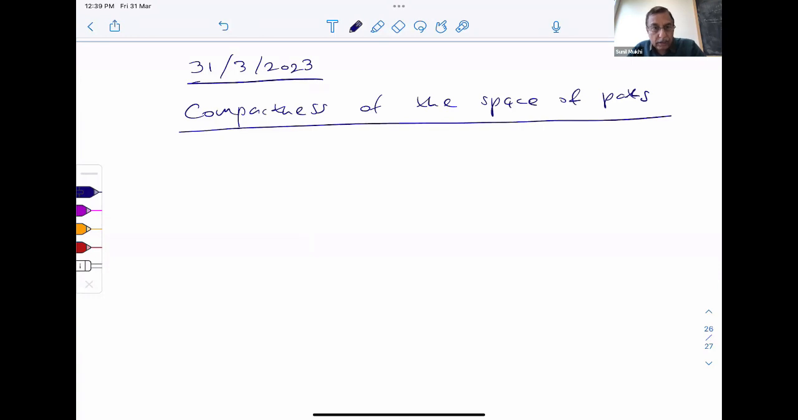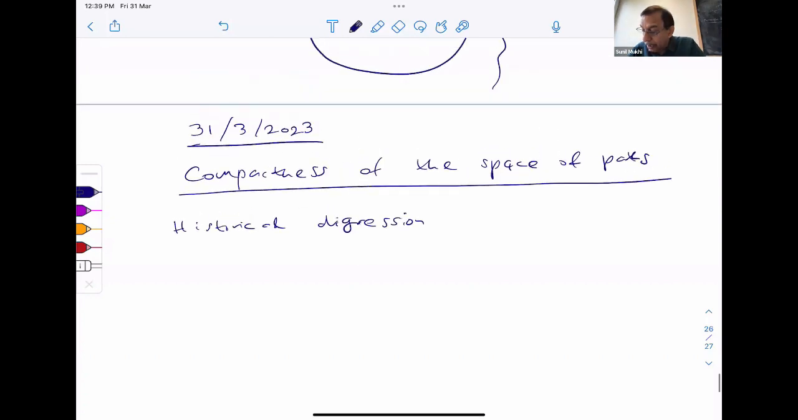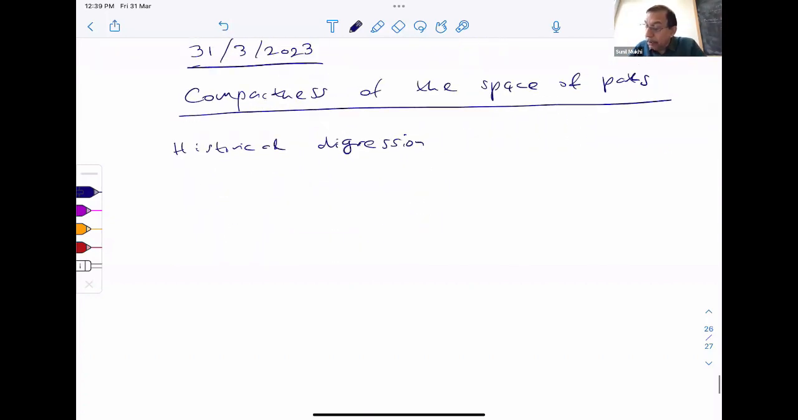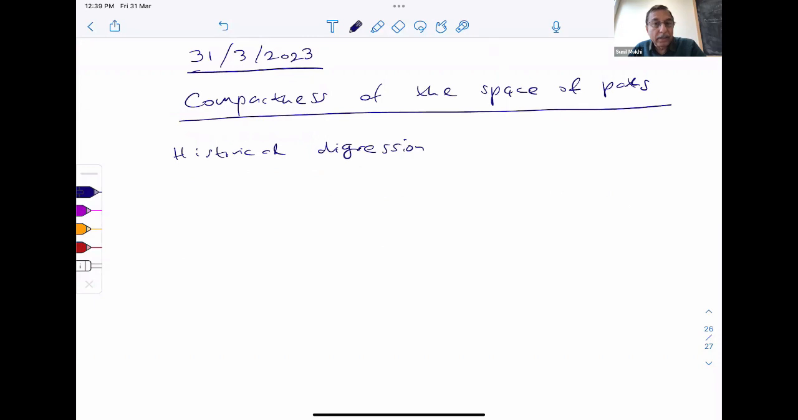Now, before I start giving definitions and theorems, I want to point out something historical. So here's a historical digression. And it helps for two reasons. One is it tells you the interdependence of different things that one can define. And the other is that it might help you read different references on the same thing.